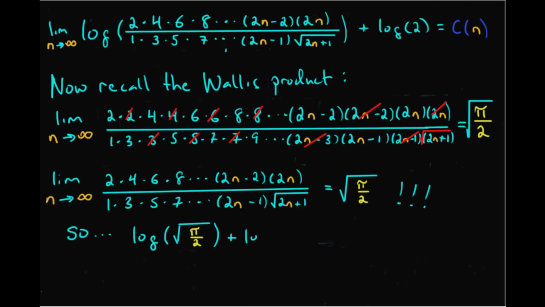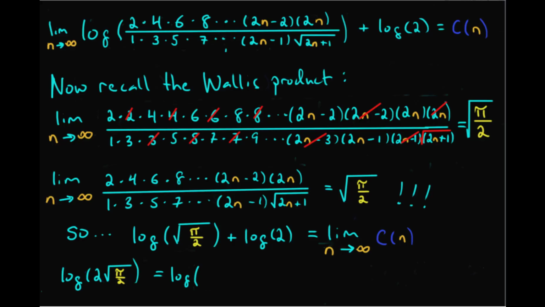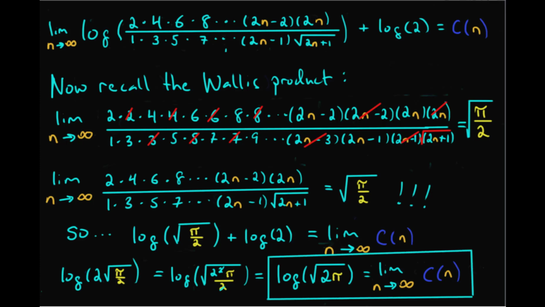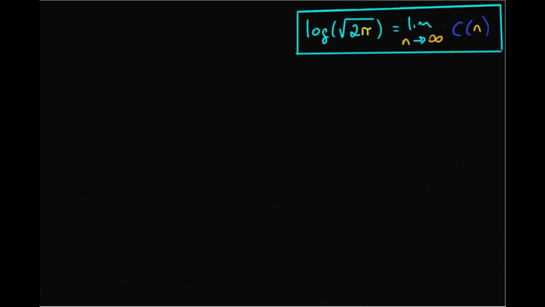So therefore we have that the log of the square root of pi over 2 plus the log of 2 equals the limit as n approaches infinity of c of n. So now by the rules of logarithms, I can combine those two terms together, and I have log of 2 times the square root of pi over 2 equals the log of, I'm going to now bring that 2 inside the radical, the log of the square root of 2 squared times pi over 2. And now the exponent is canceled by the term 2 in the denominator there. So we have the log of the square root of 2 pi equals the limit as n approaches infinity of c of n. So I'm going to put a box around that result and bring it to the right side of the screen there at the top.